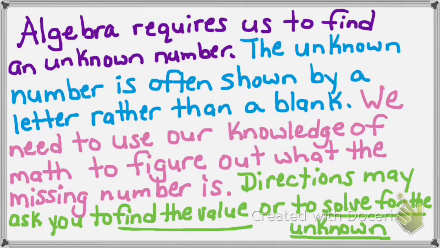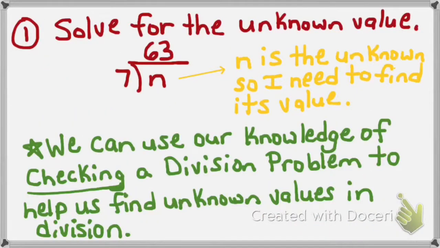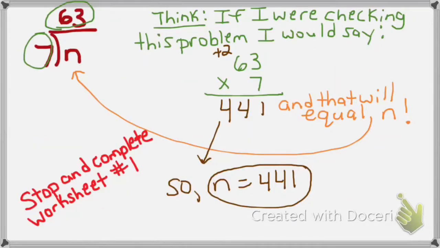So let's review this lesson. Algebra requires us to find an unknown number. The unknown number is often shown by a letter rather than a blank. We need to use our knowledge of math to figure out what that missing number or that letter is. Directions may ask you to find the value or to solve for the unknown. If you're given a division problem with a variable, you can use your knowledge of checking a division problem to help you find the value of the problem.